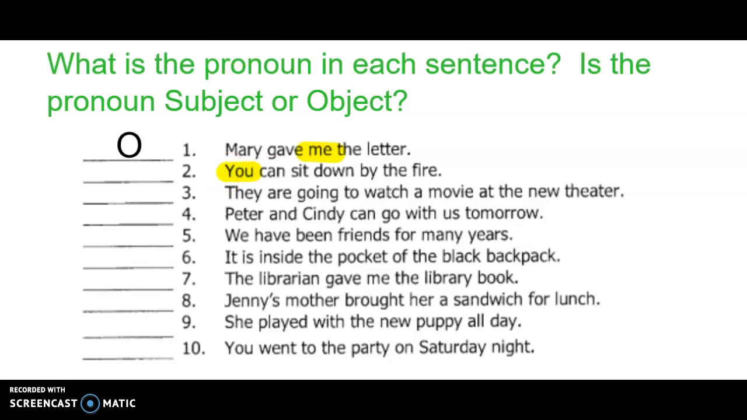All right, you can sit by the fire, so my pronoun's going to be you. All right, you is doing the action of sitting. All right, so that means it's going to be a subject pronoun.